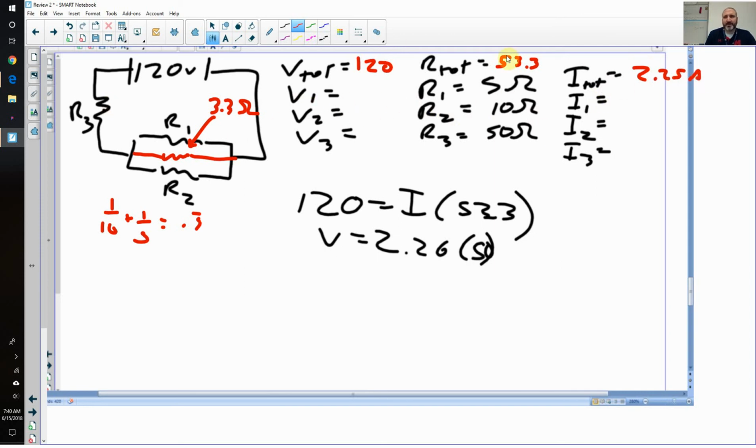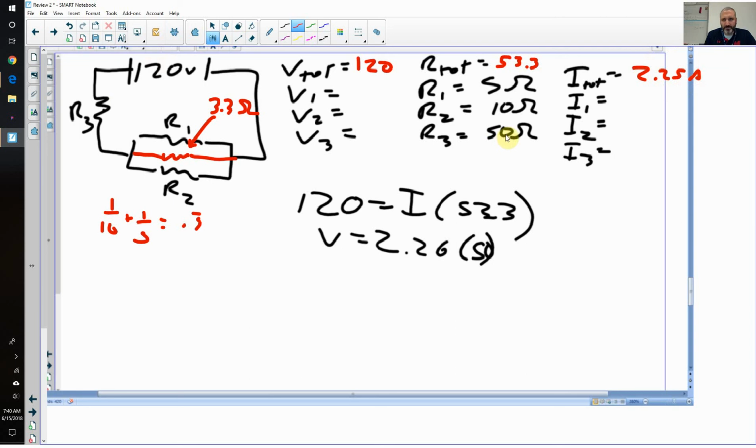And now we can say, all right, so in here we're going 2 1/4 amps. So that means I've got 53.3 ohms times 2.25 amps. That will be 119.925 volts. So that's what's happening in this whole circuit. Here, all 2.25 amps are going through here.